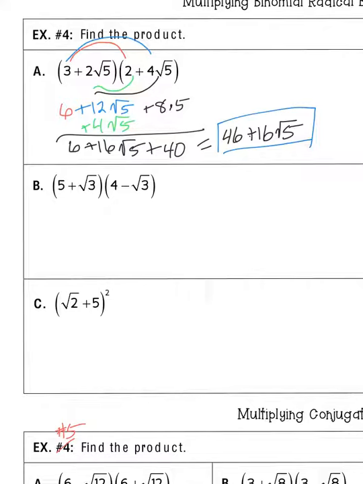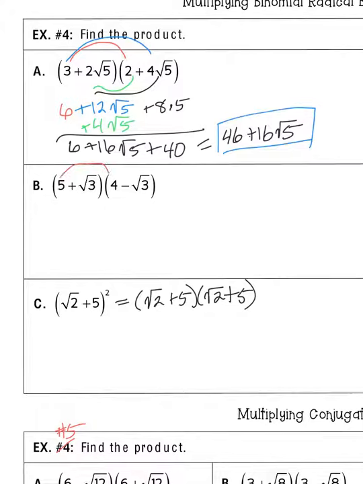Then you go ahead and pause the video, and I want you to multiply b and c, but don't forget that, remember, c, you can't just square the radical 2 and square the 5. There's a middle term, so you have to write it out the long way. Radical 2 plus 5 times radical 2 plus 5. You should have 4 products on that one. So pause the video and find those products.